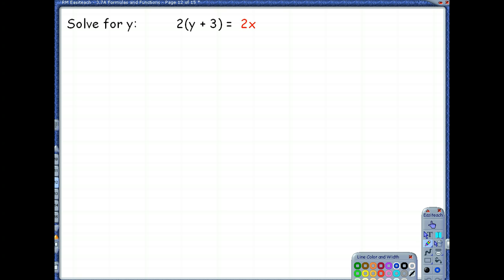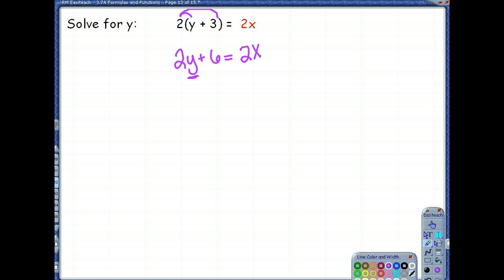This next piece, we're solving again for y, but notice that we have some distribution that we're going to have to do. So in this case, we're going to distribute first. We're going to take 2 times our y and 2 times our 3. So 2y plus 6 is equal to our 2x. We again want to get the y by itself. Notice there are 2 things on that side of the equation that we need to remove.